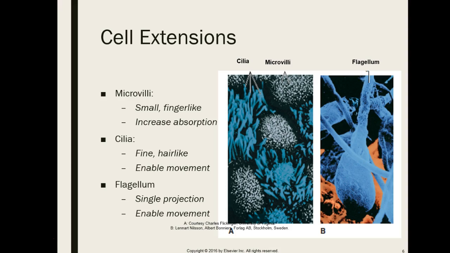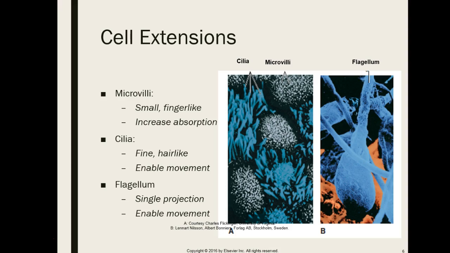The cilia are fine hair-like projections, and they allow movement. So when we think of cilia, we think of the respiratory tract in the throat, helping to move that mucus up. Those cilia move in a wave-like fashion, projecting the mucus up the throat or the respiratory tract.